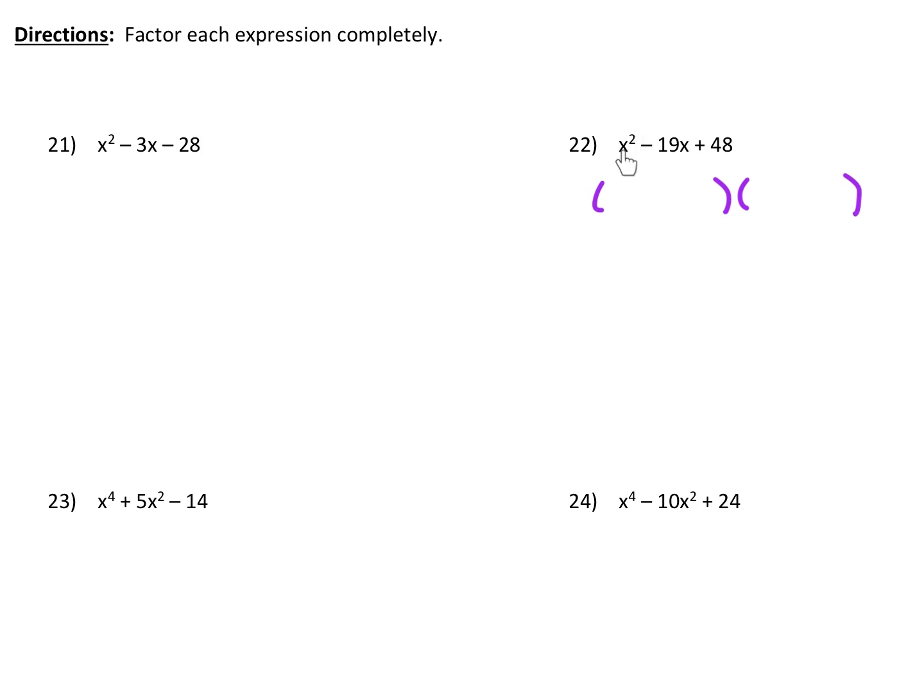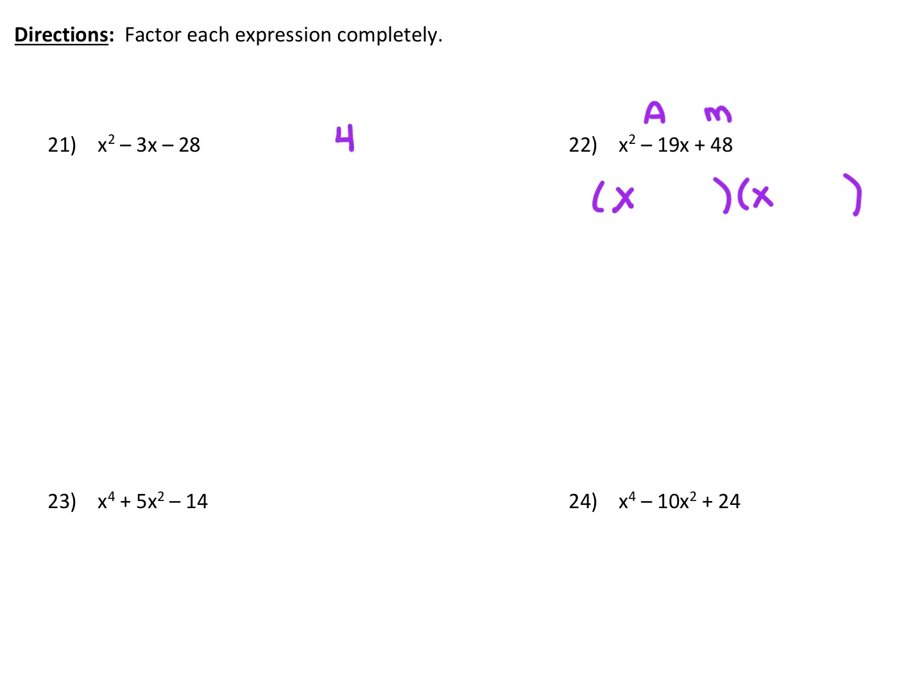Since this is an x squared, I'm going to put an x here and here, because doesn't x times x give us x squared? So we'll put an x here and an x here. And then we're just doing the AM method. We're coming up with 2 numbers that add to negative 19 and multiply to 48. All right, so let's make our list of numbers over here.